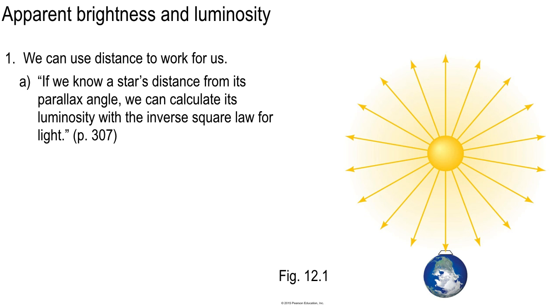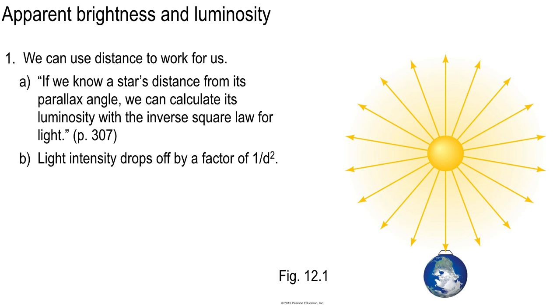In other words, we can know how many watts it's burning with in all directions, or how many watts per square meter are streaming out into the universe. And we can calculate that using the inverse square law for light. Basically, the inverse square law for light says that the intensity of the light is going to drop off proportional to 1 over r squared.